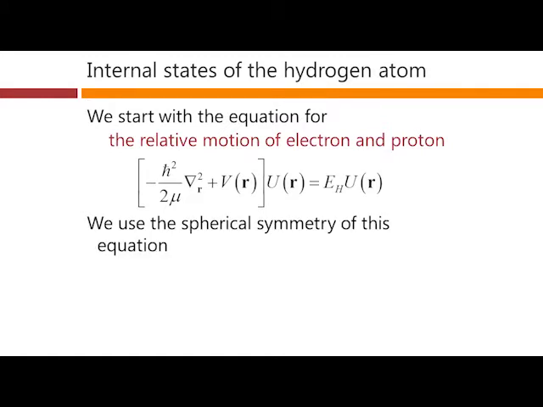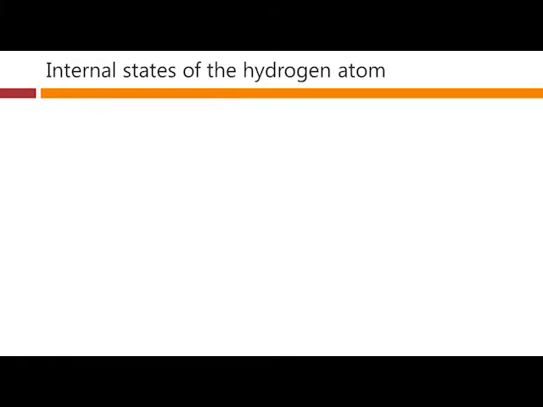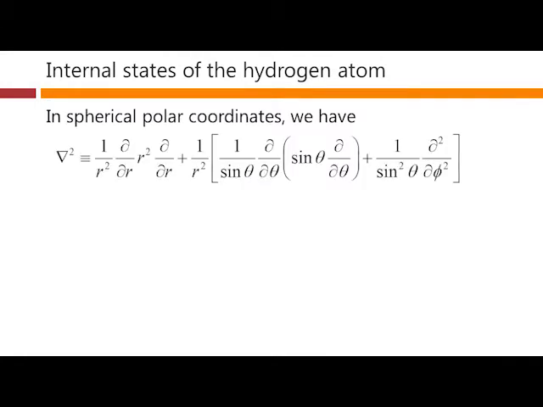And we use the spherical symmetry of this problem that we know of, and we're going to change to spherical polar coordinates. And also from this point on, because we know we're only working in this set of three coordinates, given by the vector r here, we're going to drop that subscript. So in spherical polar coordinates, the del squared operator looks like this rather forbidding formula here.